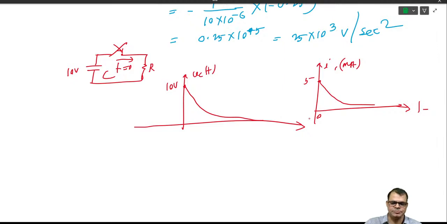Hope it is clear. We will next move to some other questions, or we can say finding the response, because till now we have studied point values, that is at t equal to 0 minus, 0 plus, or the response at t infinity, but we have not yet covered the whole range, that is for t greater than or equal to 0, what will be the response.